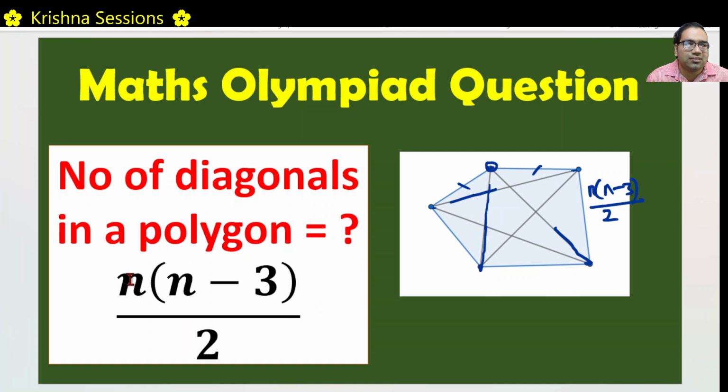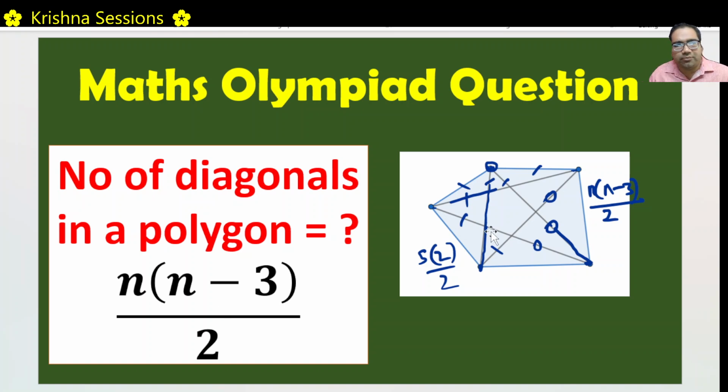So for example, if it is a square, 4 into 4 minus 3, 4 into 1 by 2, which is 2. If it is a pentagon, 5 into 5 minus 3 by 2. So this is 5. So 1, 2, 3, 4 and 5. So this thing is already done. This is repeated. This thing is also counted. This is also repeated. So there are only 5 distinct diagonals. So this is the formula.